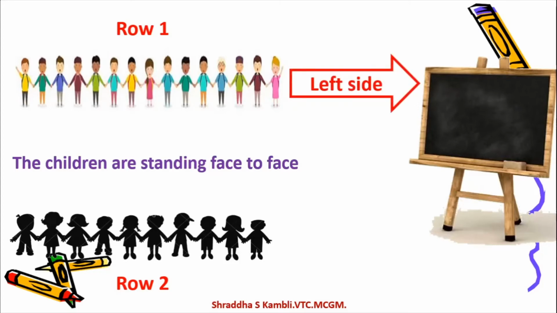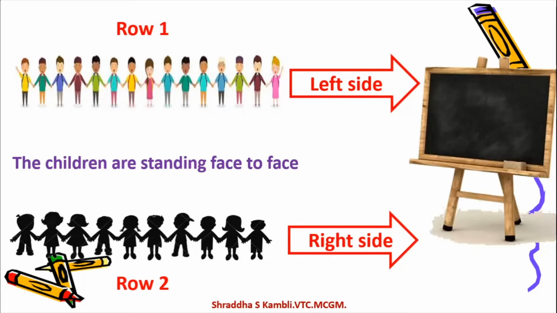Row 1 is saying that the blackboard is to our left side. You can see that girl, she has raised her left hand. So row 1 children are saying that the blackboard is to their left side. What about row 2 children? Let us see whether they agree with row 1 children. Unfortunately, no. Row 2 children are saying that no, the blackboard is to my right side.